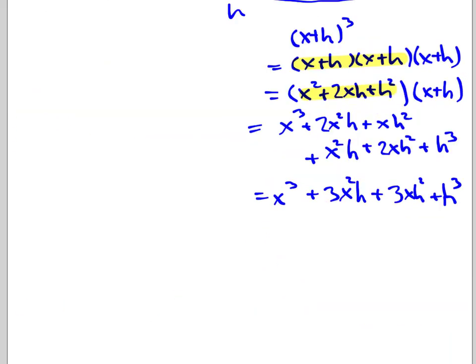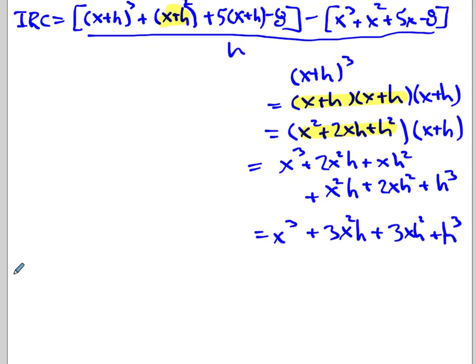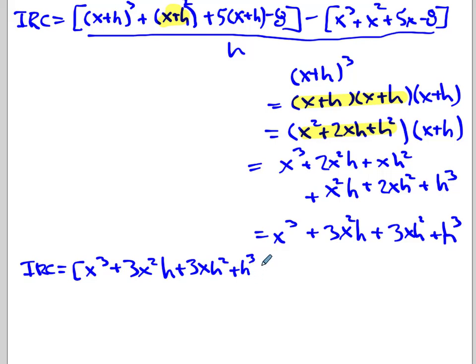We'll extend this a little bit further. Try and keep everything on the screen. So your IRC, the first cube here is going to be all this stuff on the right. So we're going to have x cubed plus 3x squared h plus 3xh squared. You can see how keeping track of the exponents is super important. Plus, now x plus h all squared, we already have here in the highlighted yellow, so I'm going to write that out. x squared plus 2xh plus h squared. Oh, yeah, that's a lot of terms.